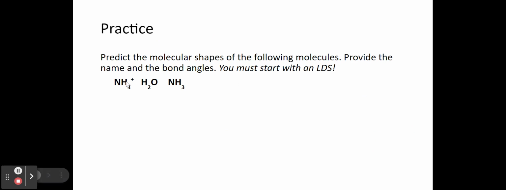Now let's look at these examples. We have NH4 plus, H2O, and NH3. You might want to stop the video and practice drawing the Lewis structures and see if you can identify the electron and molecular geometries.